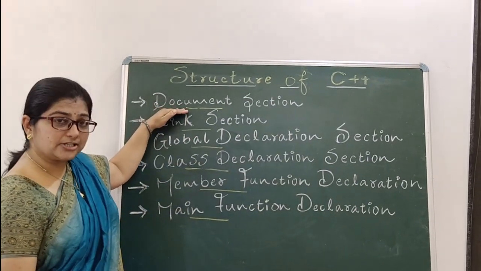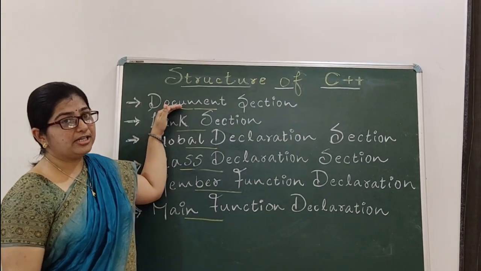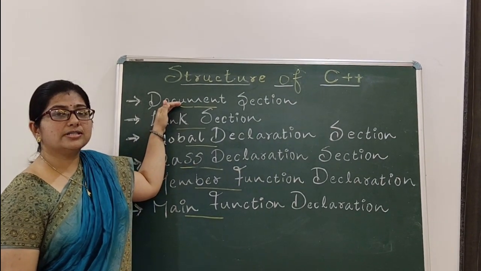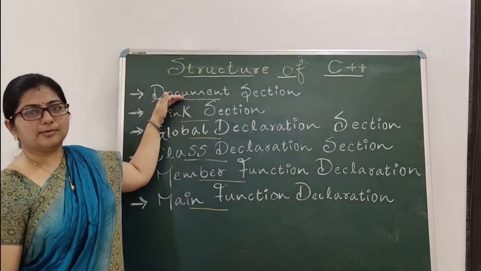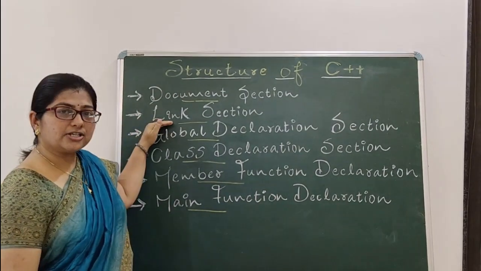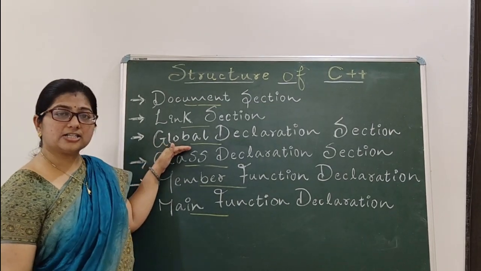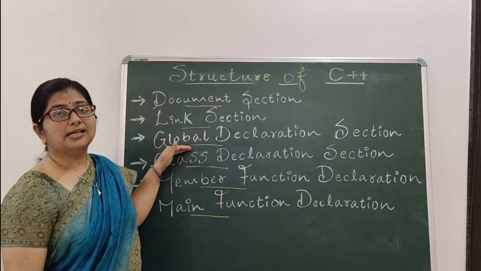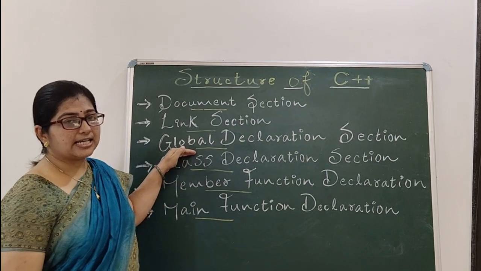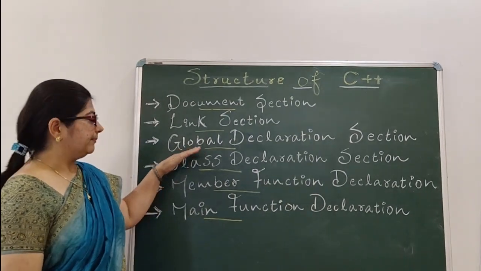In a document section, we can write definition of a program using single line or multi-line command. In a link section, we have to write header files. In a global declaration section, we have to write variables which can access the whole program.